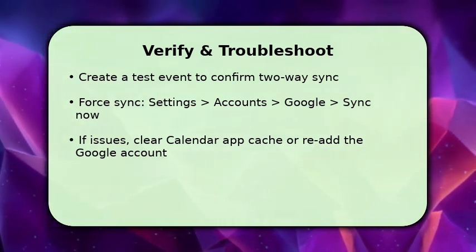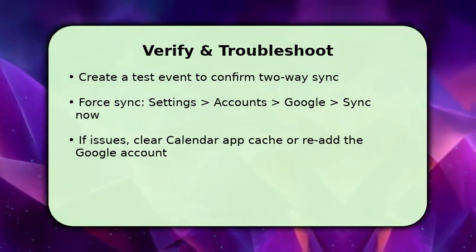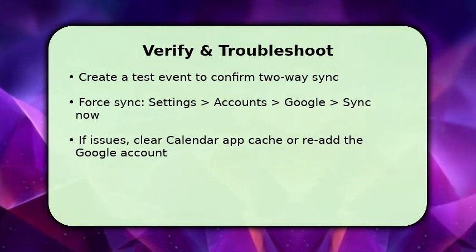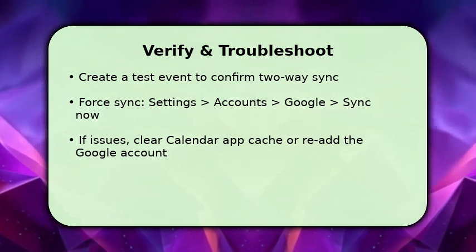If problems persist, clear the Google Calendar app cache or remove and re-add the Google account. That often fixes stale auth or corrupted data. One tip: ensure the correct time zone is set. Mismatched zones make events look missing.